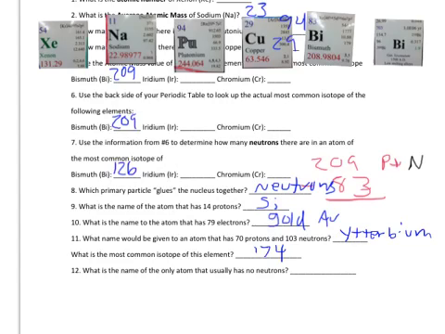What is the name of the atom that usually has no neutrons? Well, there's only one atom. Remember, the purpose of a neutron is to glue protons together. So the only atom that doesn't need them is hydrogen. It only has one proton, doesn't need to glue any together.